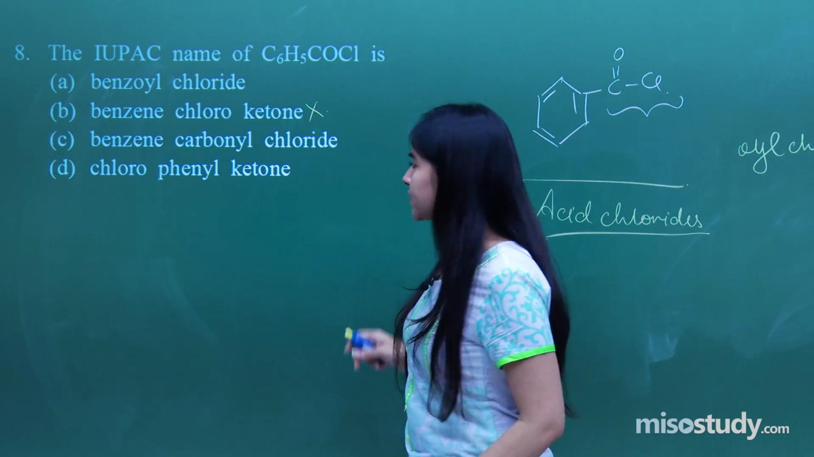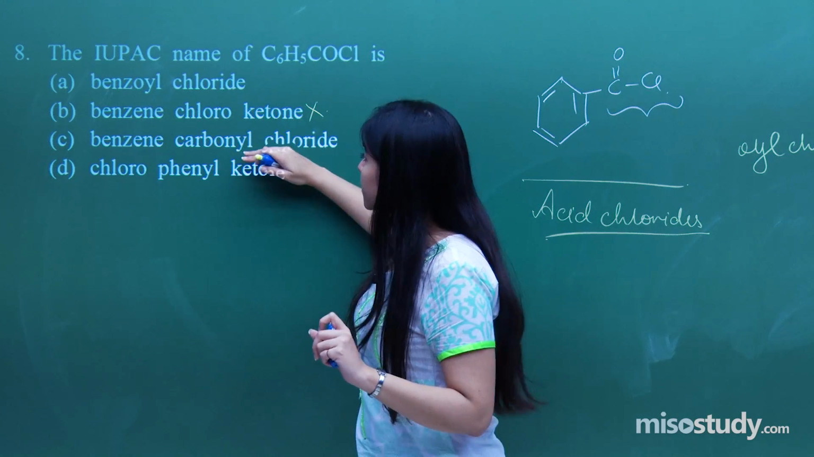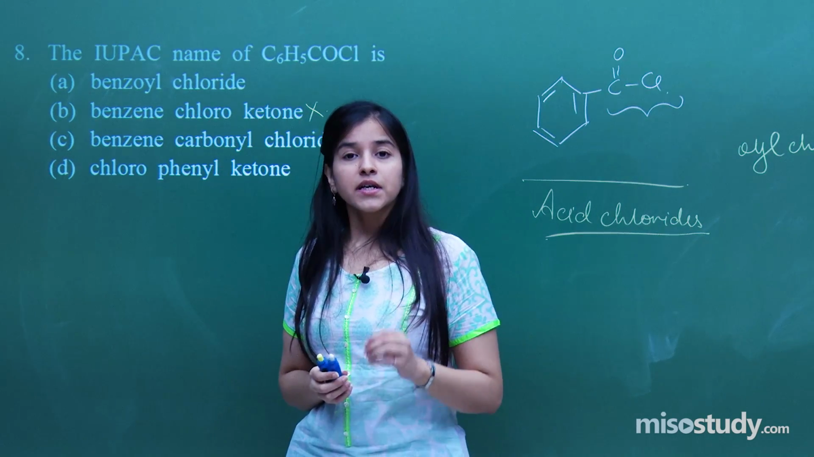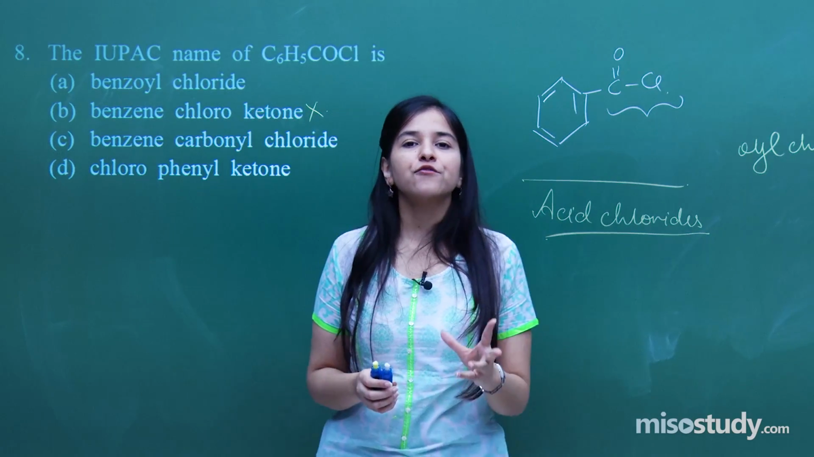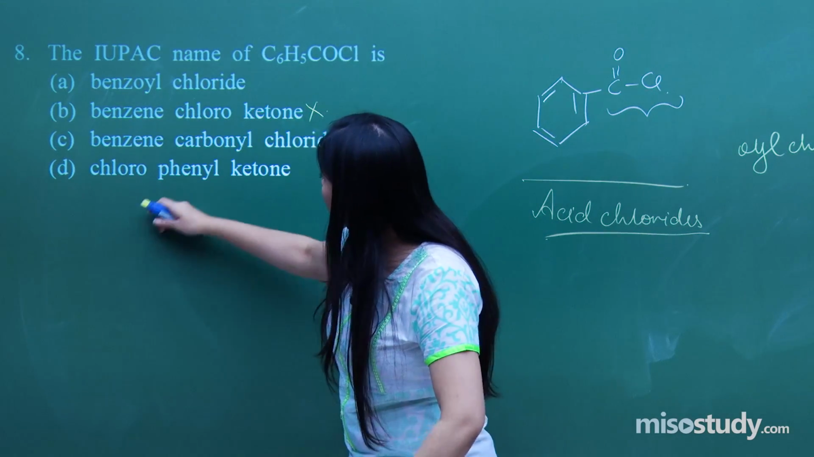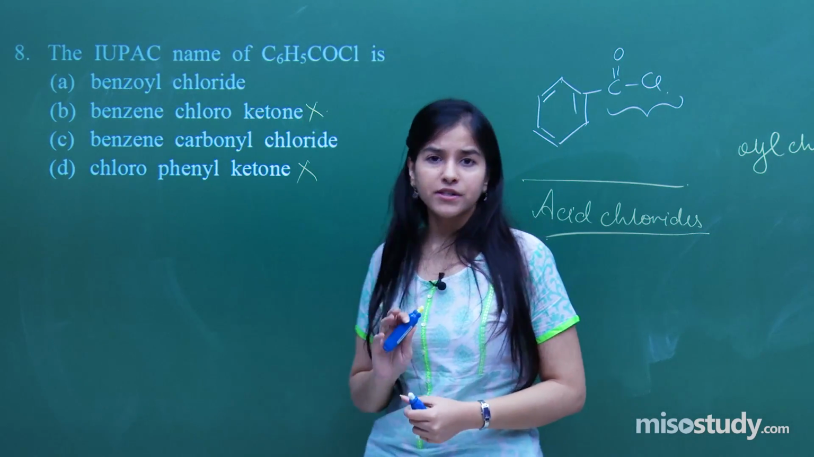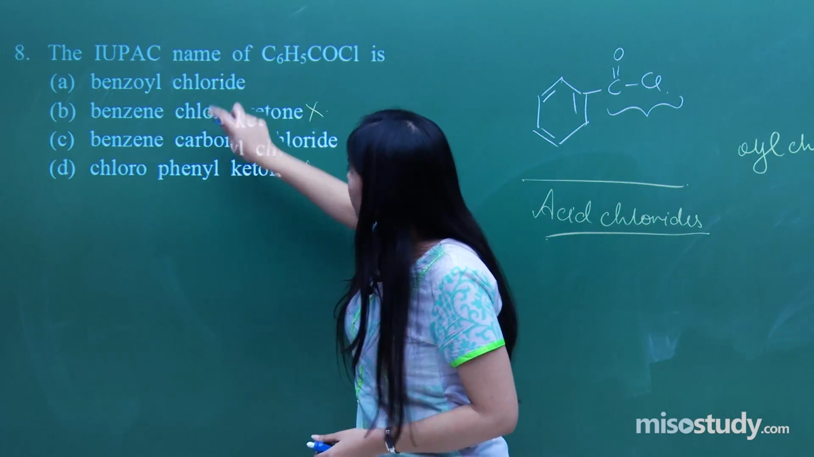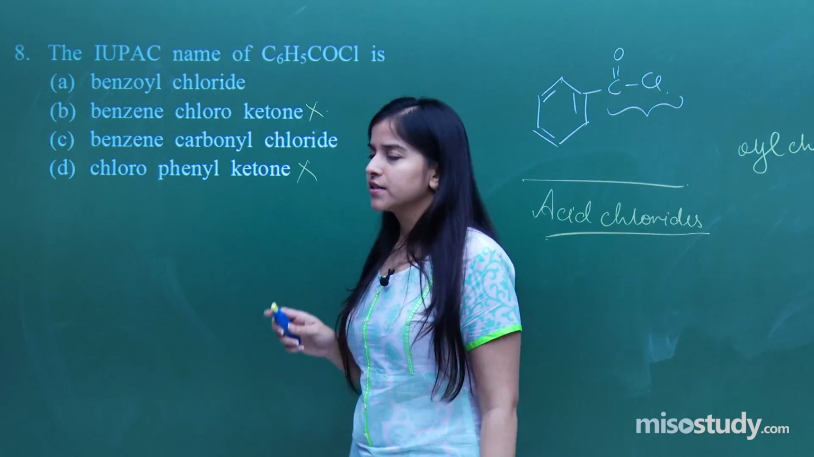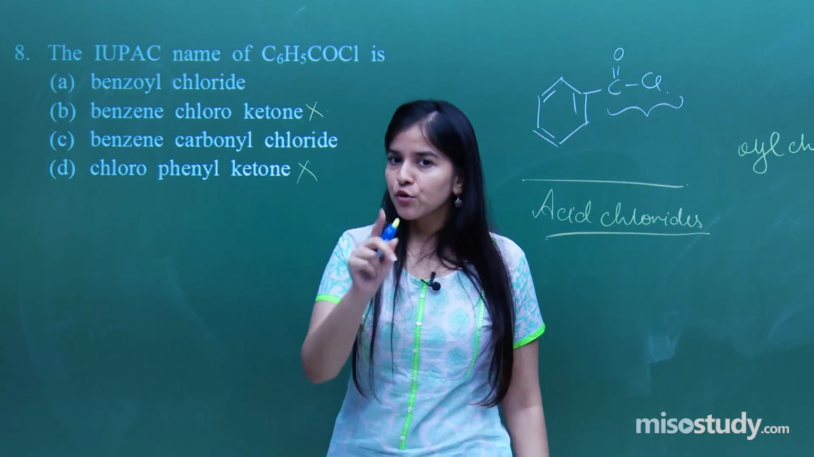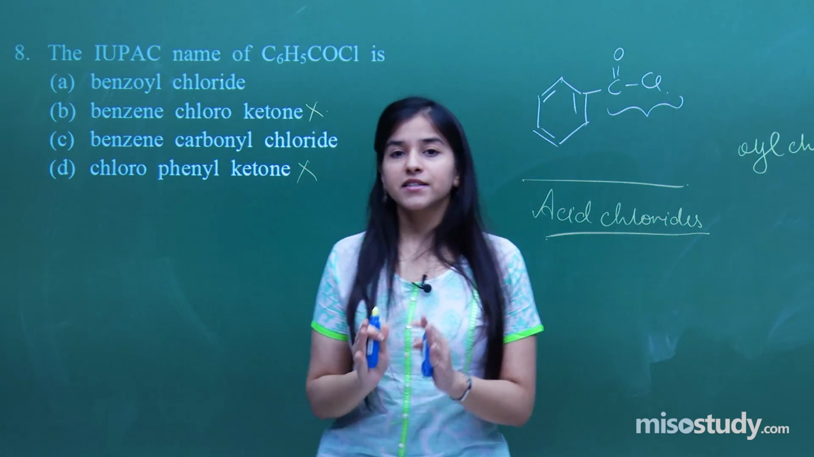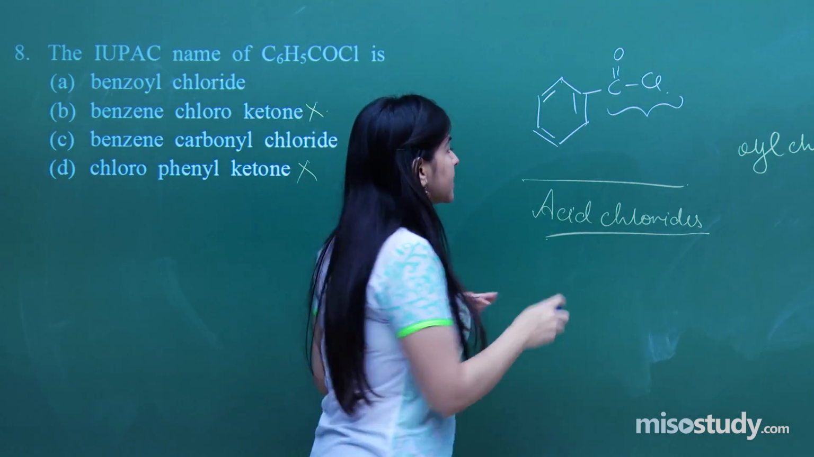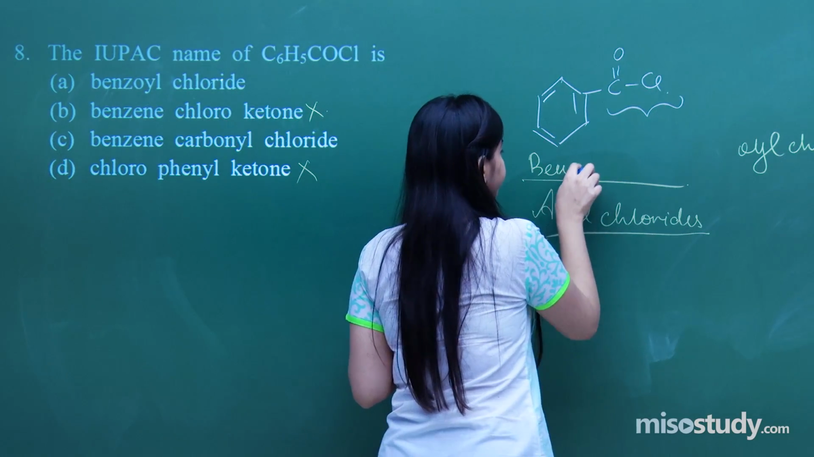Benzene carbonyl chloride, there may be a possibility of this option. Why? Because here there is the carbonyl group present over here, so we could have mentioned it as carbonyl. Chlorophenyl ketone, again ketone is not a possibility. So I have got benzoyl chloride and benzene carbonyl chloride. If you are thinking of benzoyl chloride as the correct name for this compound, this is nothing but benzoyl chloride.